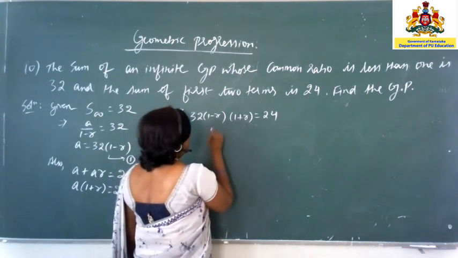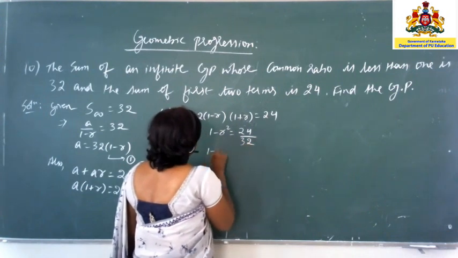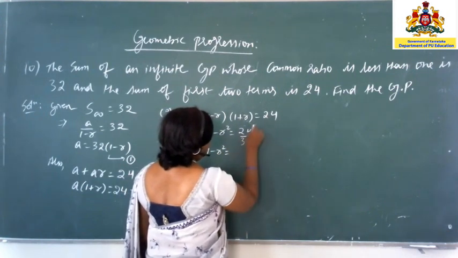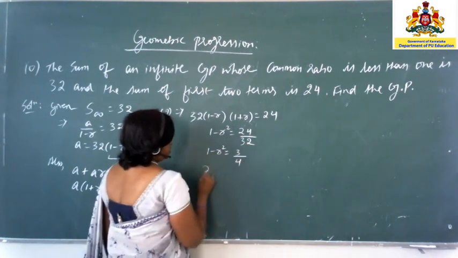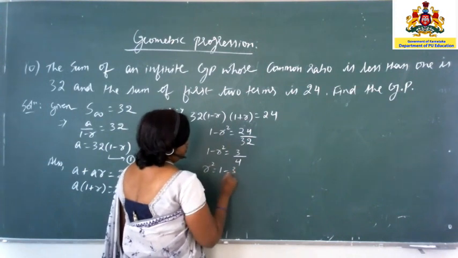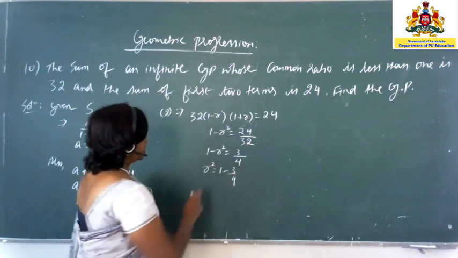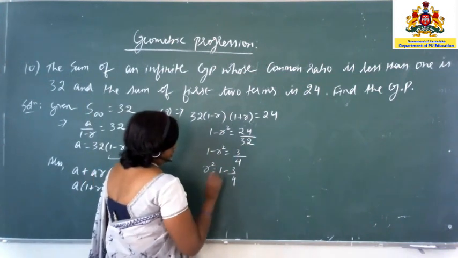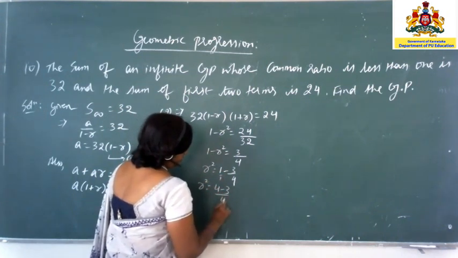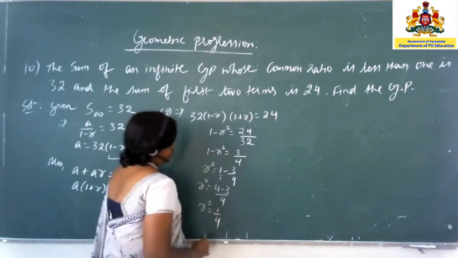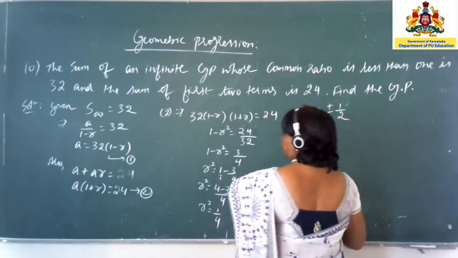So 1 minus R into 1 plus R is 1 minus R square is equal to 24 divided by 32. So 1 minus R square is equal to 8 into 3, 8 into 4. So R square is equal to 1 minus 3 by 4. So bring 3 by 4 to LHS, R square to RHS. So R square is equal to, take the LCM, 4 minus 3 by 4. So R square is equal to 1 by 4. So R is equal to plus or minus 1 by 2.